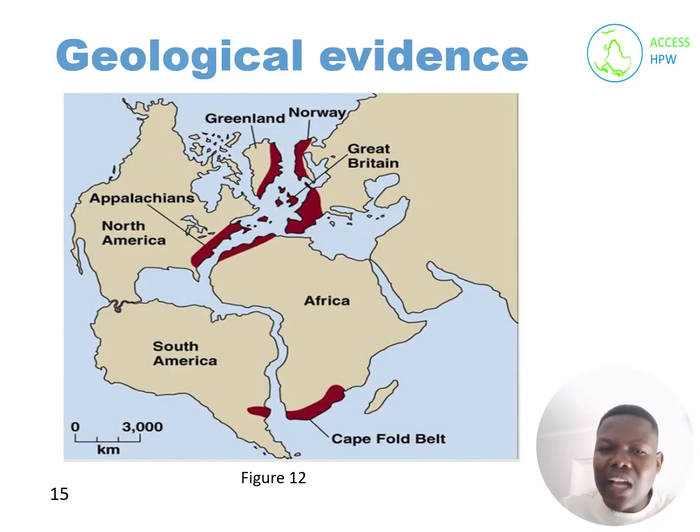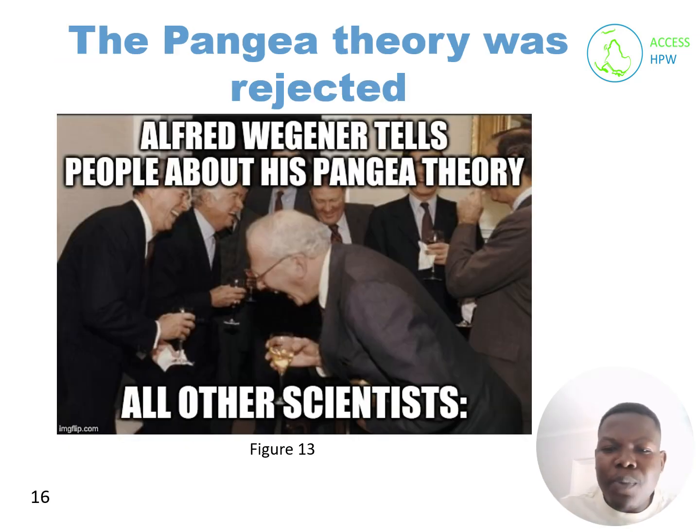The third evidence that Alfred Wegener gave was the geological evidence, the rocks, right? He found that some of the rocks found in southern parts of Africa are also found in South America. Some of the rocks found in Northern Africa are also found in some parts of Europe and also North America. Further supporting his theory that these rocks, these continents, were one thing.